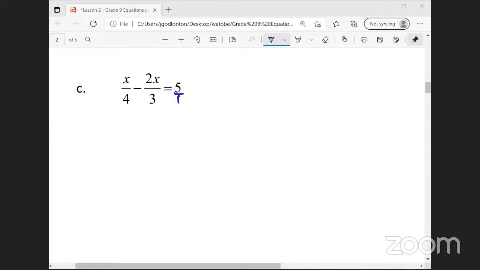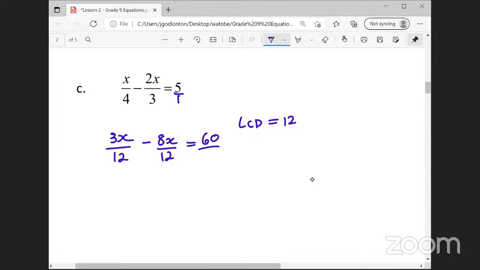Ma'am, I looked for the lowest common denominator, and I got 12. Beautiful. And then I got 3x over 12 minus 8x over 12 equals 60 over 12. Excellent. And then I dropped my denominators and I said x equals 3x minus 8x, and I got x equals minus 5.